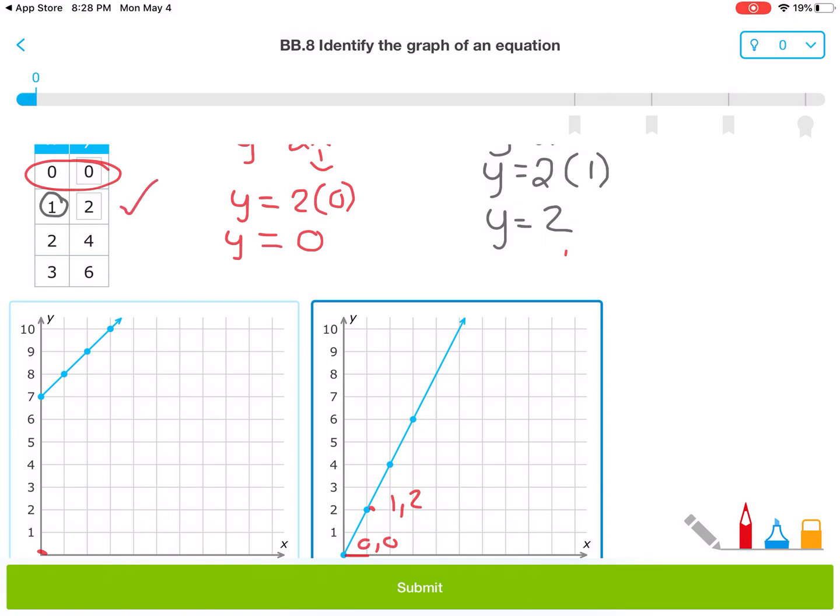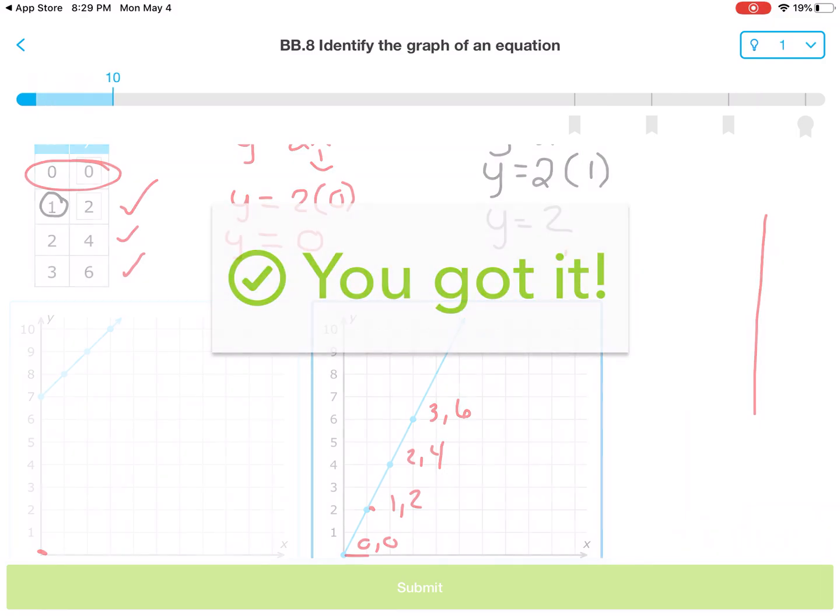My next point, I go over 2 and up 4. So this is 2, comma 4. Oh, look, 2, comma 4 in my table. Next, I go over 1, 2, 3, up 6, right here, 3, comma 6. Again, I see that in my table. Therefore, I know that graph is the correct graph that matches my table and my equation. So I'm going to hit submit.